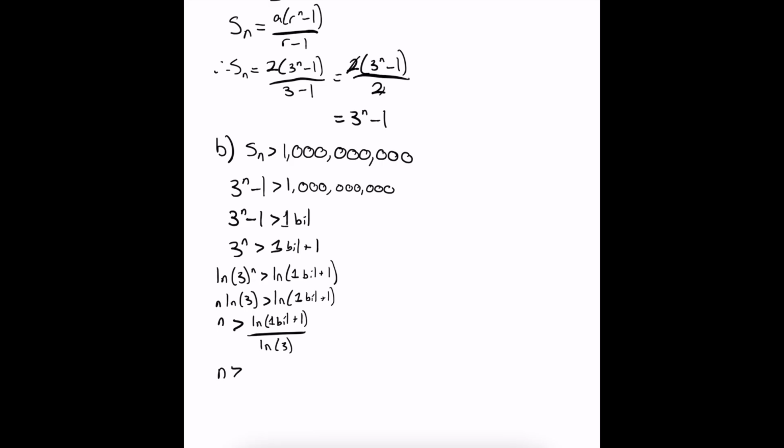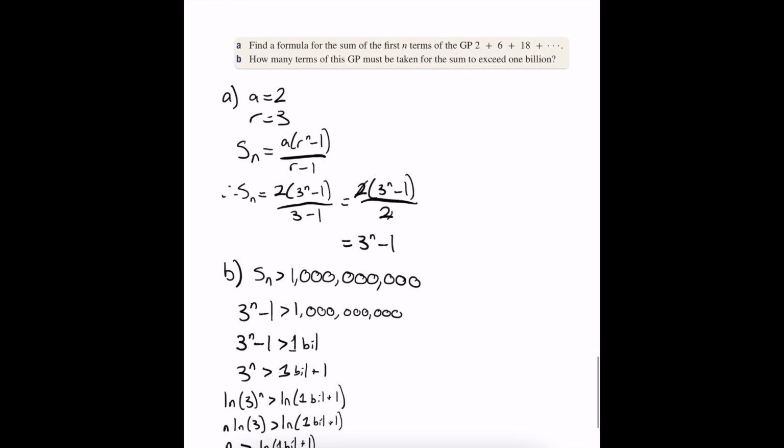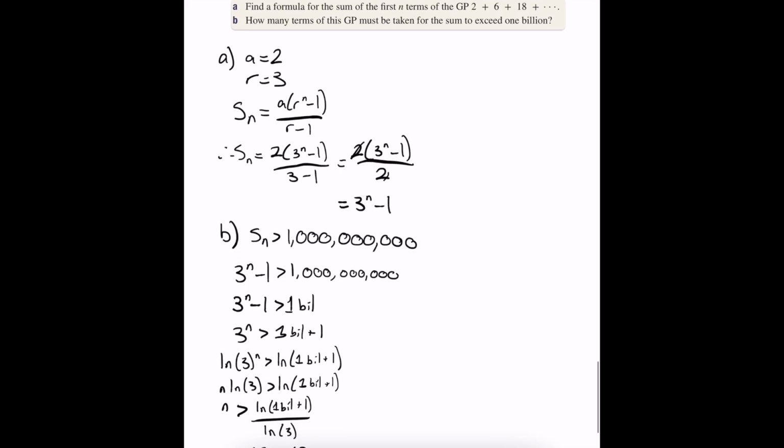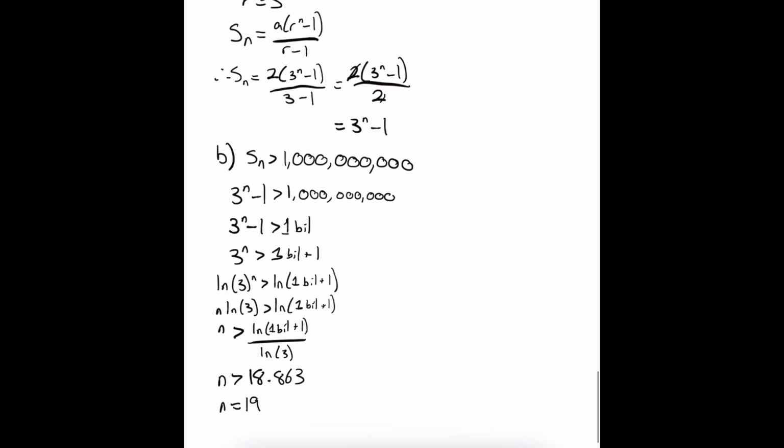Now when I put this into my calculator, I get 18.863. So in other words, n equals 19. So the question's asking how many terms of this GP must be taken for the sum to exceed 1 billion. So that means 19 terms, because this is the first whole number that satisfies the inequality here, where n is greater than 18.863. So I hope that makes sense.